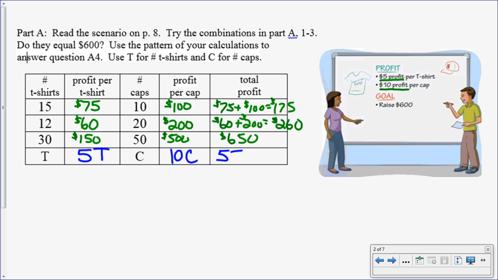Well, it's $5 per t-shirt plus $10 per cap for the number of caps. And that is our expression for number 4 there in part A. All right, so again, just trying to establish what we're coming up with here. There's a lot to build off of here.